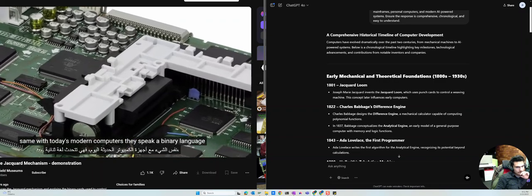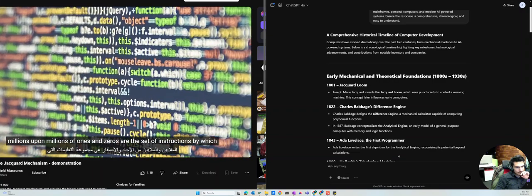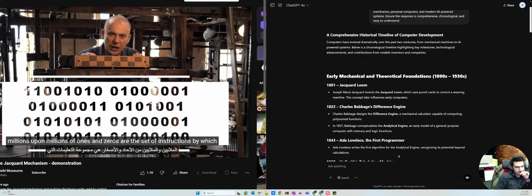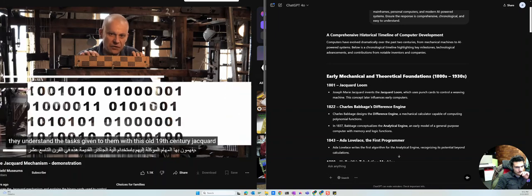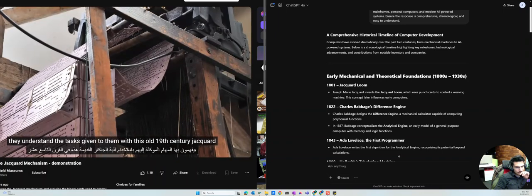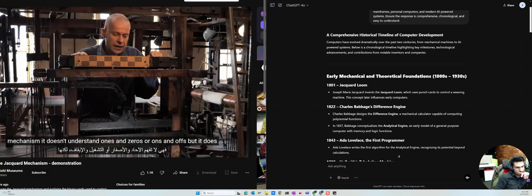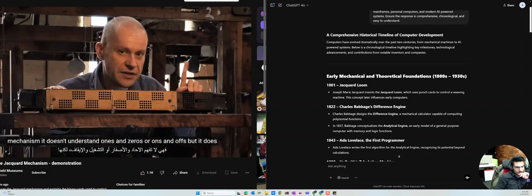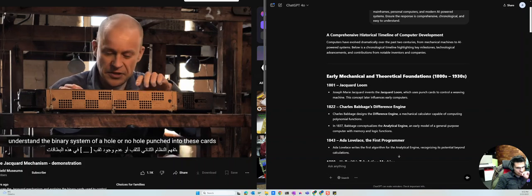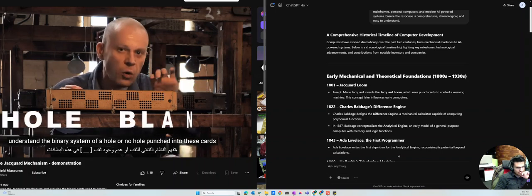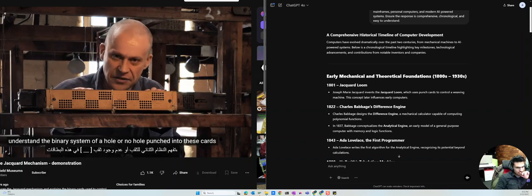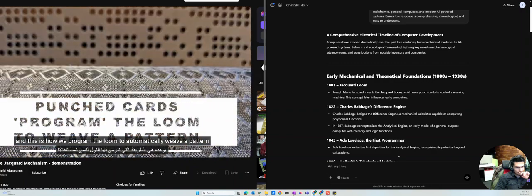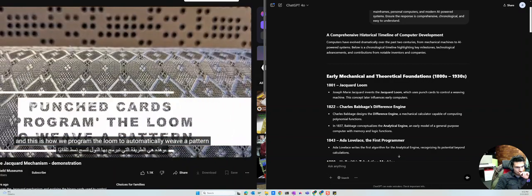They speak a binary language. Millions upon millions of ones and zeros are the set of instructions by which they understand the tasks given to them. With this old 19th century jacquard mechanism, it doesn't understand ones and zeros, or ons and offs, but it does understand the binary system of a hole or no hole punched into these cards. And this is how we program the loom to automatically weave a pattern.